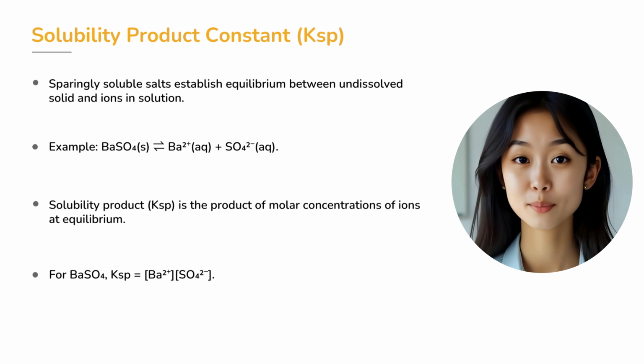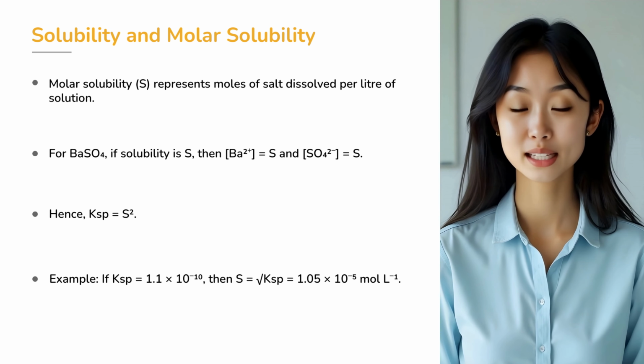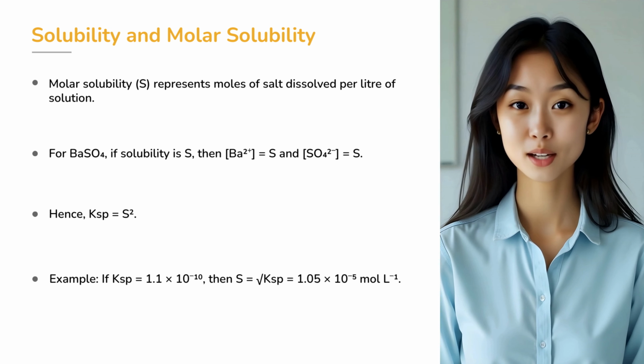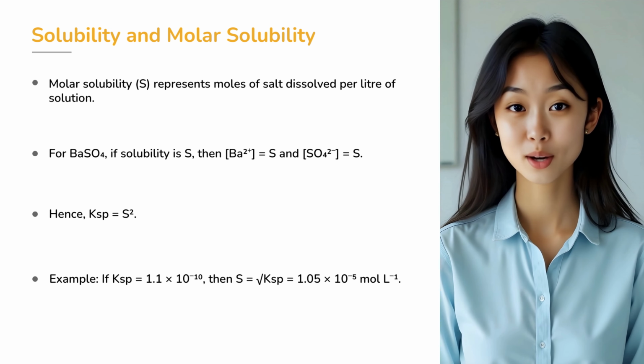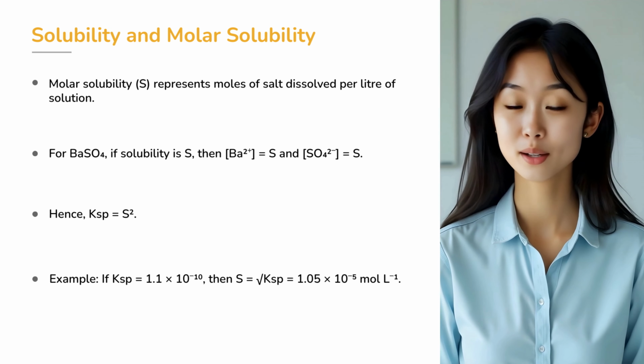Remember, the solubility product is fixed at a given temperature and is independent of how much solid is present in contact with water. Now let's link the solubility product, KSP, to solubility. The molar solubility, denoted by S, tells us how many moles of a salt dissolve in 1 liter of solution. For barium sulfate, if the solubility is S, then the concentration of barium ions is S, and the concentration of sulfate ions is also S. Substituting into the expression for the solubility product, we get KSP equals S squared.